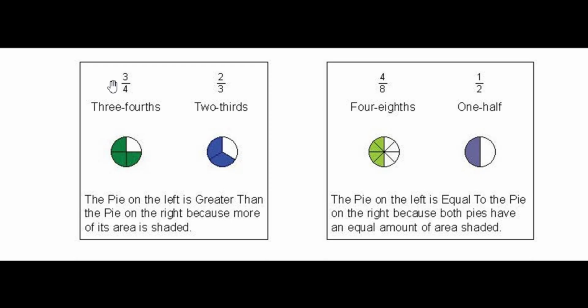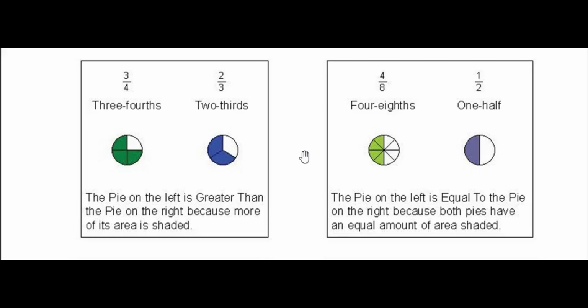Again, I will repeat. The pie that represents the fraction 3/4 has more of its area shaded than the pie that represents the fraction 2/3. Therefore, 3/4 is greater than 2/3. Now we are going to move on to the next box.